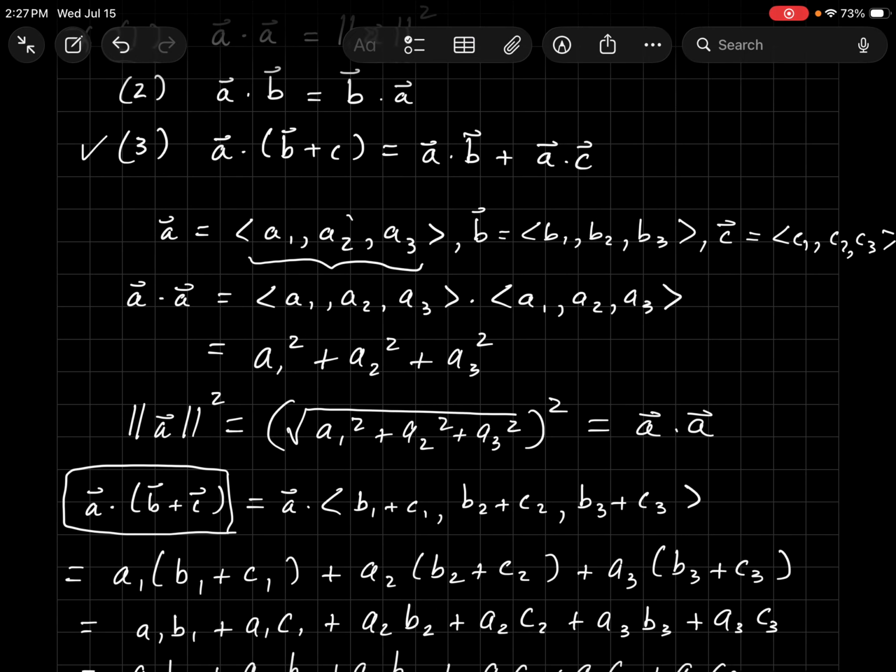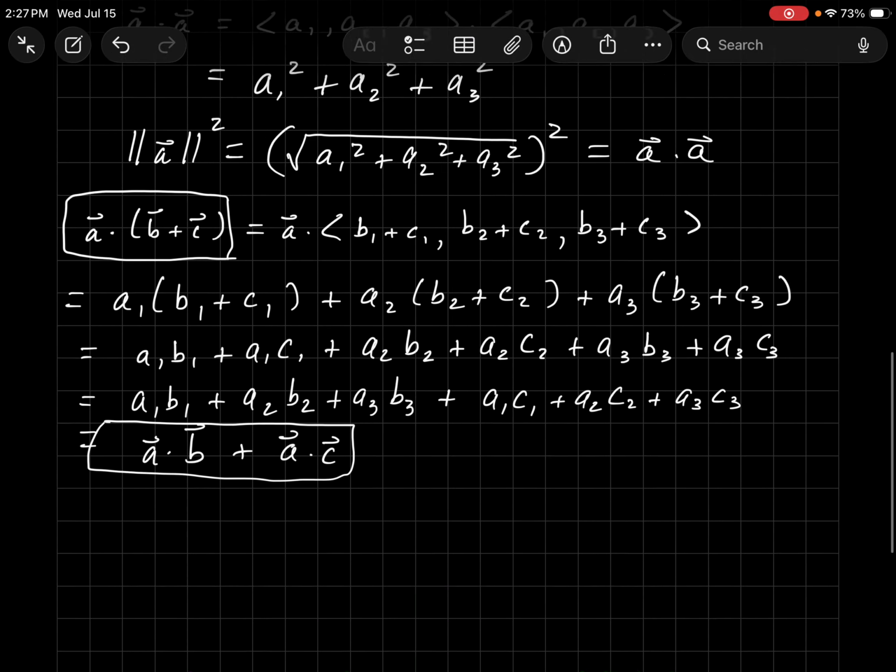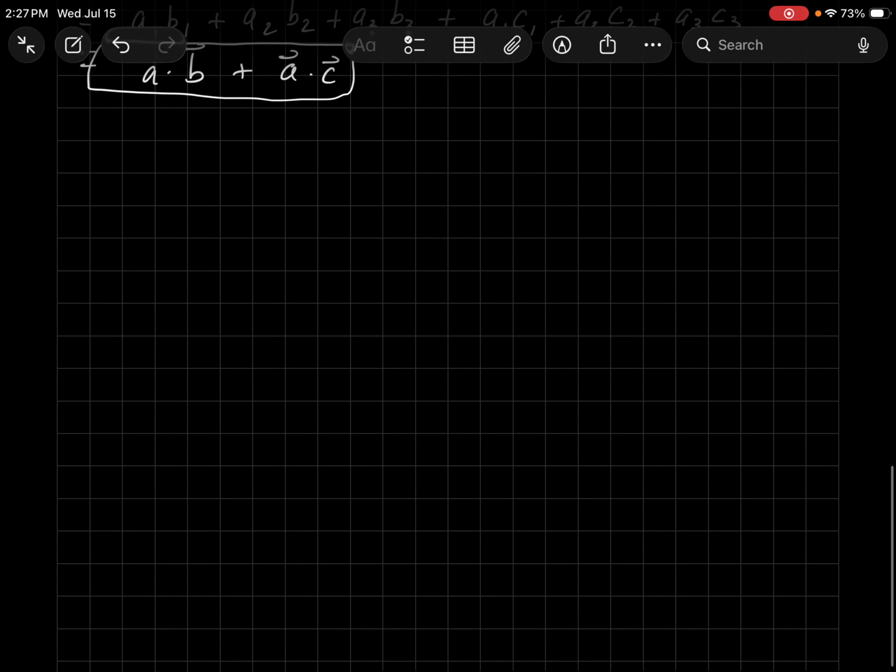One final theorem and proof. And this theorem is going to become very important for us. A very, very important theorem. So here's my claim. Consider an angle theta between two vectors A and B.